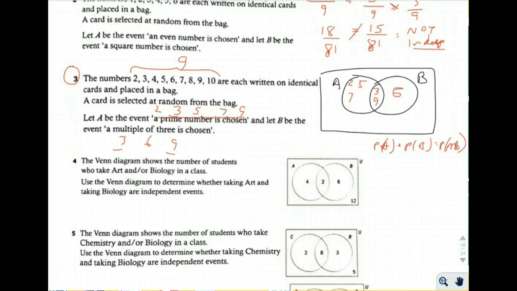So probability of A is going to be 1, 2, 3, 4, 5 out of 9. Probability of B would be 3 out of 9. And the probability of both happening would be 2 out of 9. So that would be 15 out of 81 on the left side. Is that the same as 2 out of 9? No, because 2 out of 9 is actually 18 out of 81. So again, not independent. Okay?